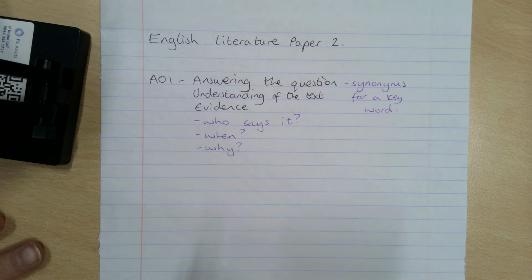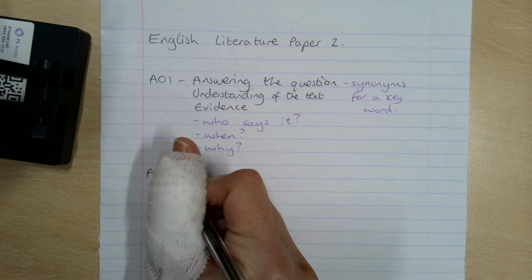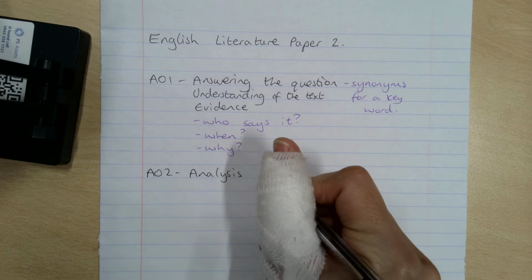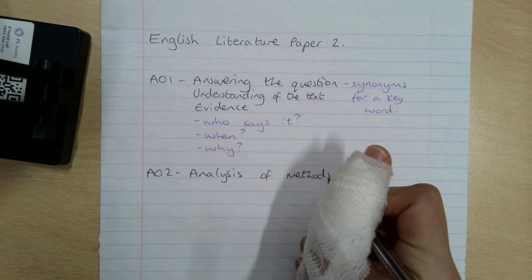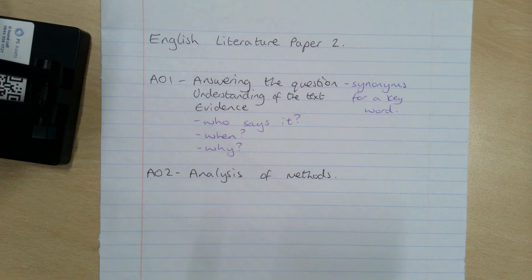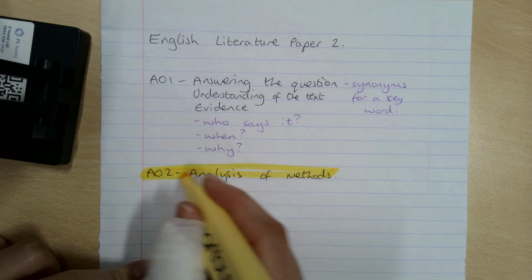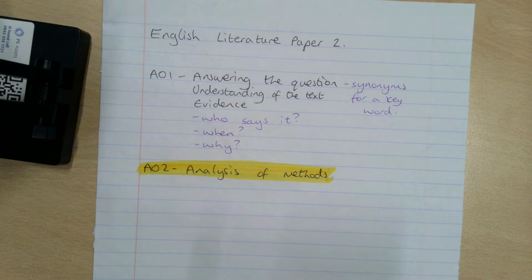And your analysis of methods, so your AO2, is so important. This is the bit that for some reason people forget about doing, or if they're going to leave any AO out, it's this one, which is really a silly thing to do. This is why I'm highlighting it, to really emphasise how important it is, because your analysis of methods is double credited, as in you'll get marked twice for it. So it's really important that you don't forget about it.